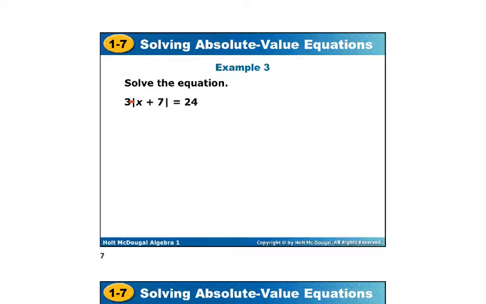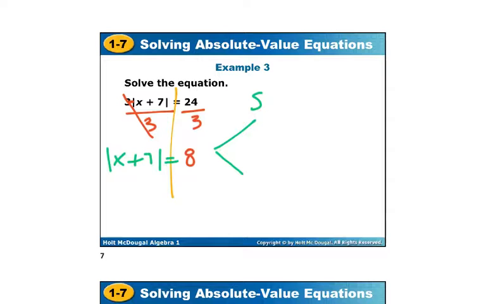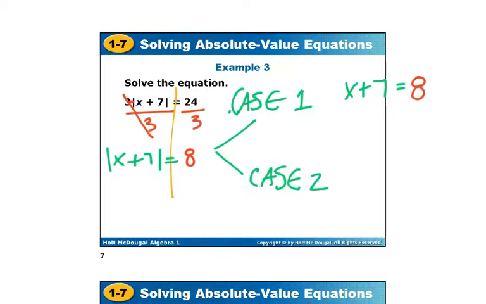To get it away, you're going to end up dividing both sides by that value. If we divide both sides by 3, we're left with our official isolation of the absolute value, and then 24 divided by 3 is 8. Then we get to break it into our two cases. And so in case 1, again, no absolute value, we're going to take x plus 7 and set it equal to 8. And then we're going to set x plus 7 equal to negative 8.